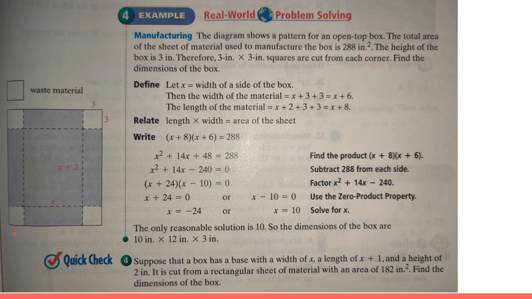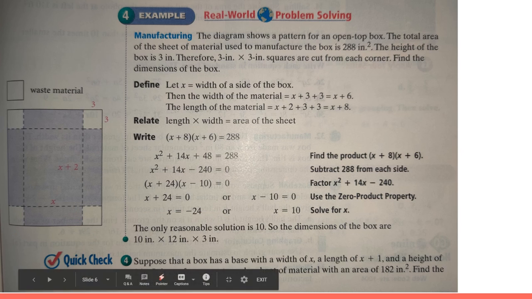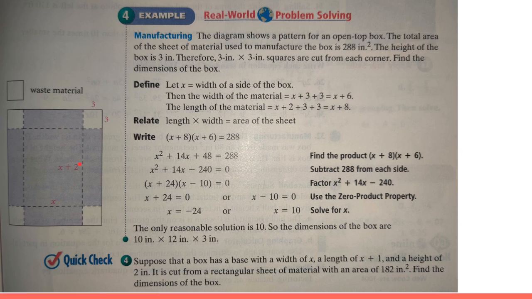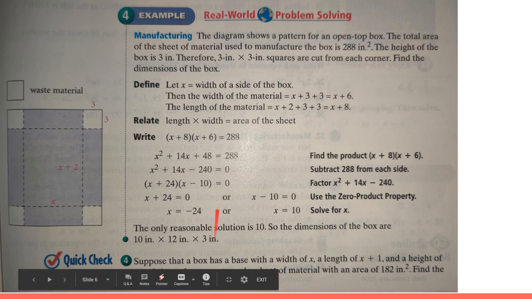But did you see how I wasn't answering the question? Oops, the question was, what are the dimensions of the box? So we know this dimension is x is 10. This dimension is x plus 2, so that's going to give us the 12. And then the third dimension, or the height of the box as those flaps fold up, is 3. That's given in the problem.